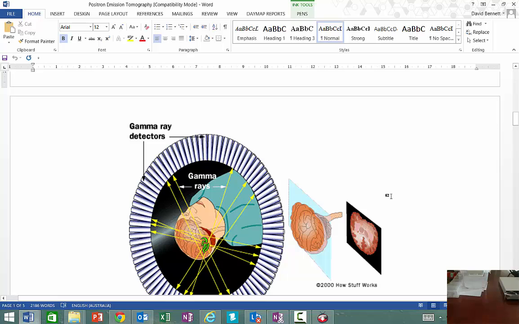So quite often you'll get a question in the exam talking about this process and what actually happens, but keep it simple. Right, it's basically a beta plus decay where you produce a positron. The positron's going to interact with or collide with an electron. When it does that, it annihilates it and produces two gamma rays that travel at 180 degrees to each other, and the detector picks those two things up.